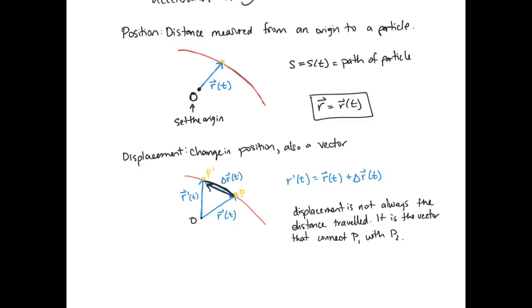Now, the distance traveled is what it sounds like. It's the actual distance that the particle travels. Distance is a scalar, so it's not a vector, and it represents the total length of travel.